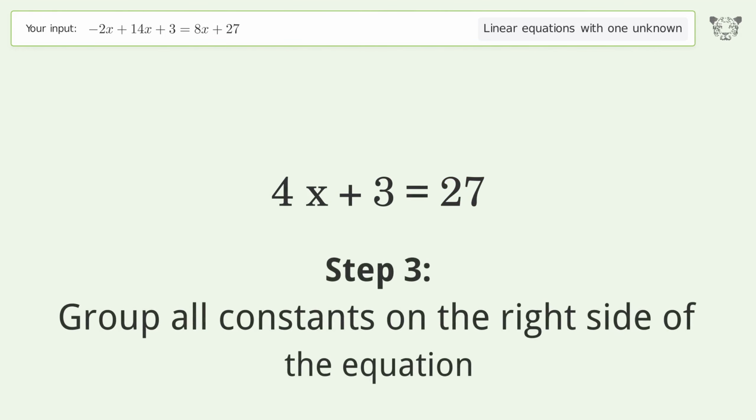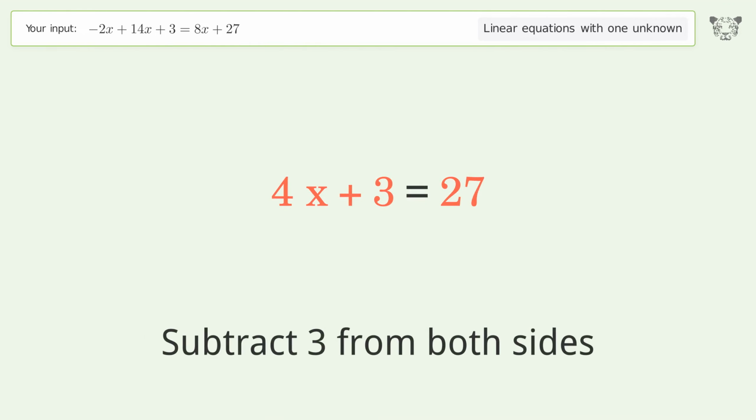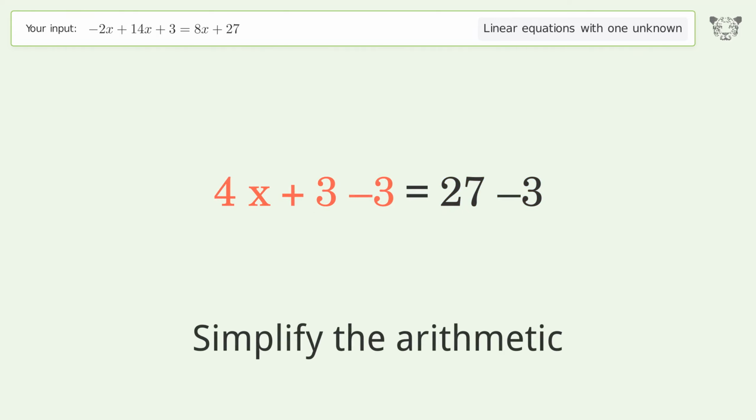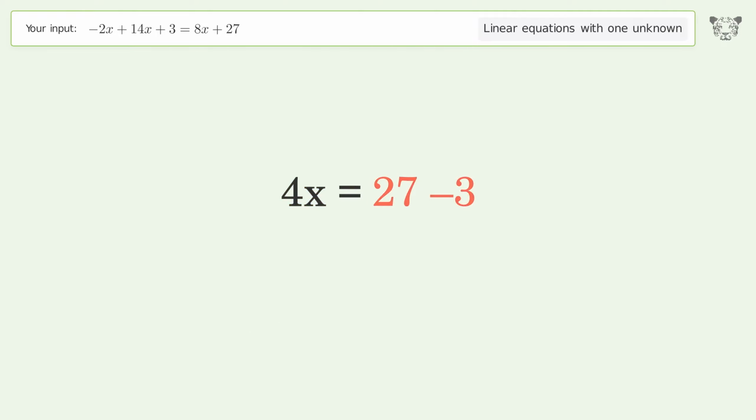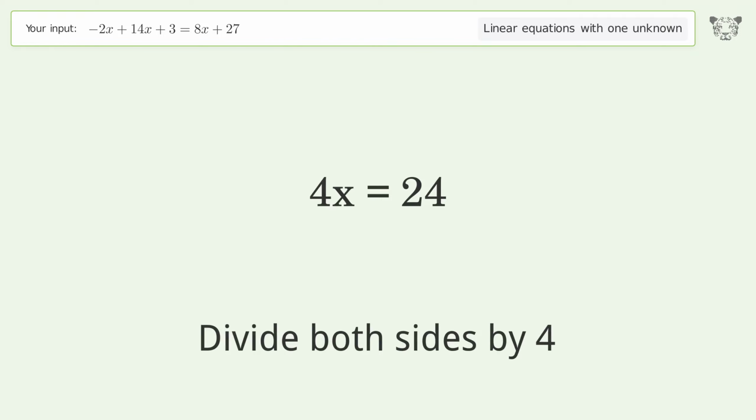Group all constants on the right side of the equation. Subtract 3 from both sides. Simplify the arithmetic. Isolate the x. Divide both sides by 4.